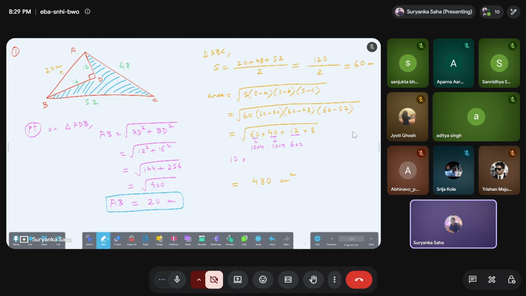Then 10 into 6 is there. Sorry, 6 will come out. 10 into 6, let me see. This is 10 into 6, so one 6 will come out. Okay, one 10 will come out, one 6 will come out outside the root, and there is a 4 into 2.